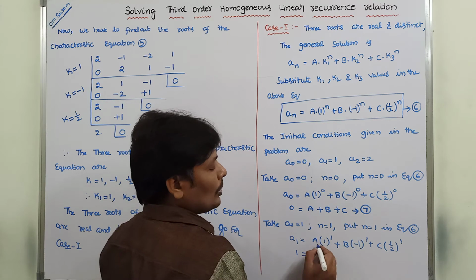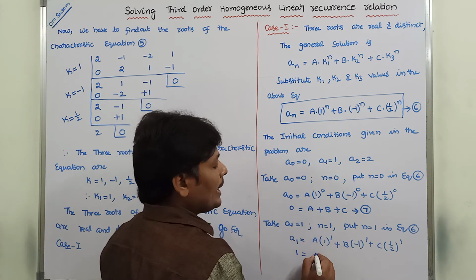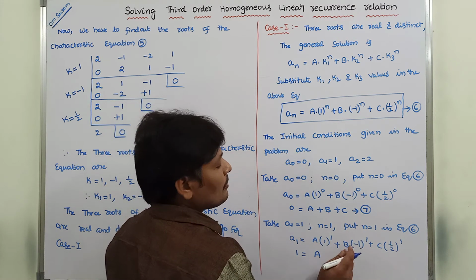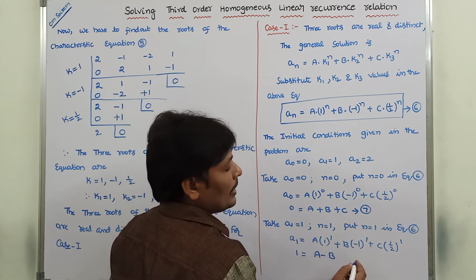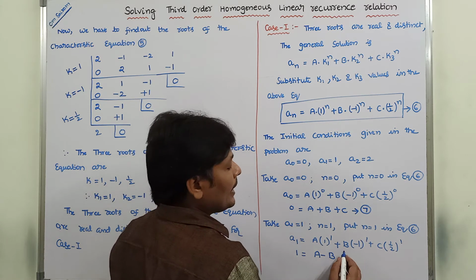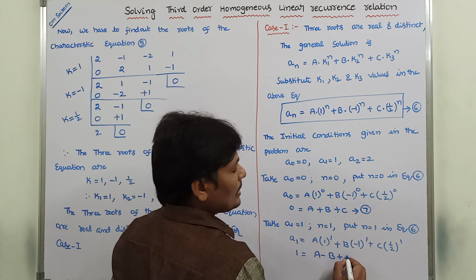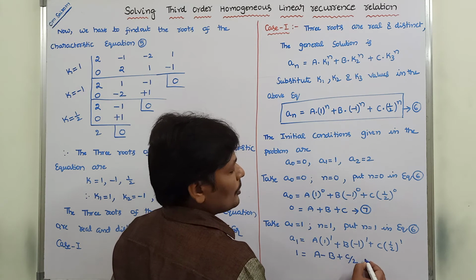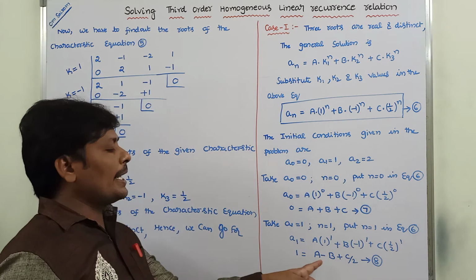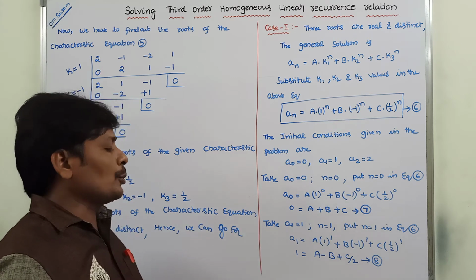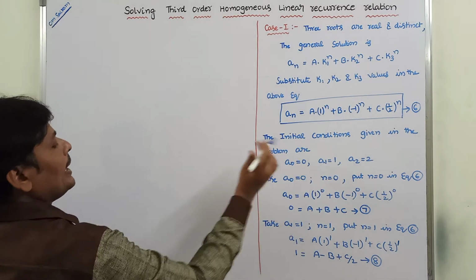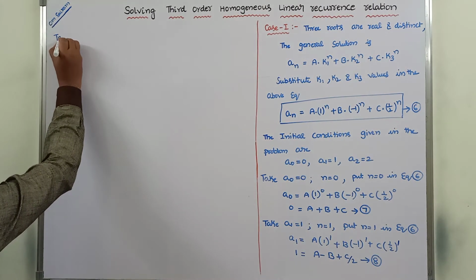So 1 is equal to A. 1 power 1 is nothing but 1, 1 into A is nothing but A. Minus 1 power 1 is minus 1, minus 1 into B is minus B. Next one, half power 1 is nothing but half, half into C is nothing but plus C by 2. So this is equation 8. So A minus B plus C by 2 is equal to 1. That is equation 8.